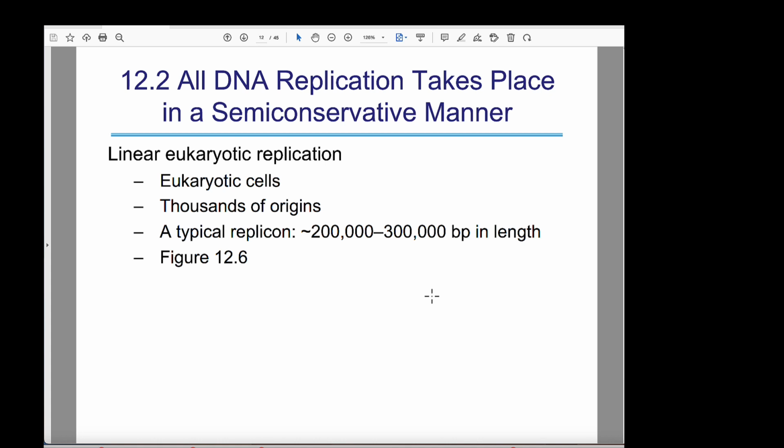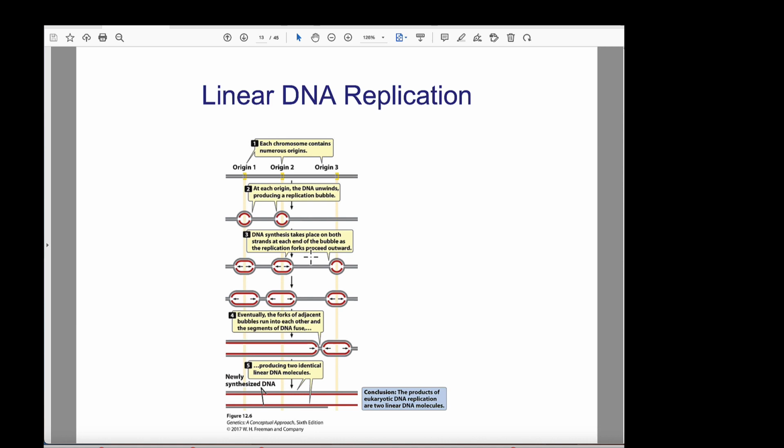A typical replicon is about 200 to 300,000 base pairs in length. So let me show you a diagram of that, as you see here. There are multiple origins of replication. And I'll even go forward to tell you, if there were not multiple origins of replication, replication would take days to occur. So this is why in eukaryotic cells, there are multiple origins of replication, to ensure that replication can occur at a faster rate and more efficiently.